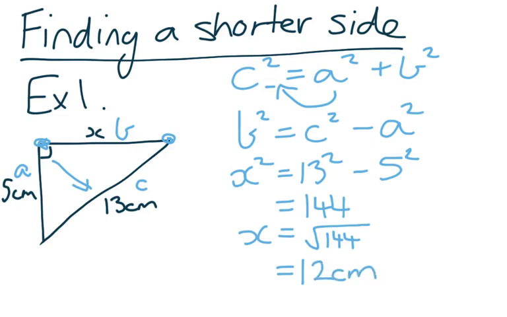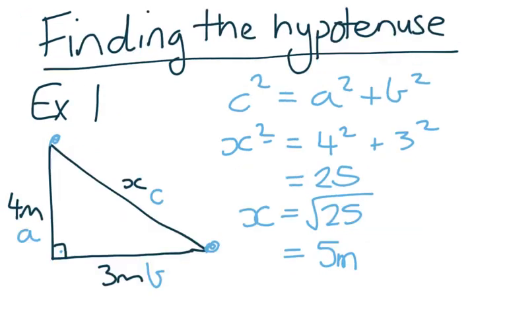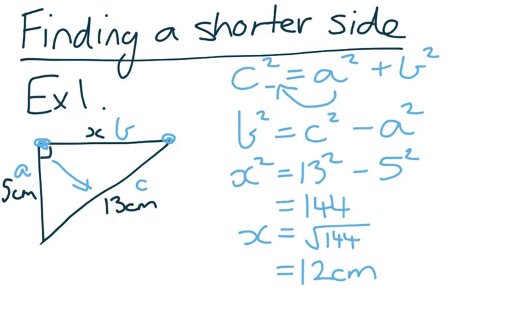Now the good thing with this sort of question, if we have a look at both of these examples, is that the hypotenuse has come out as the longest side. So if you are finding the shorter side and you haven't realised and you do addition by accident, you should realise after you get your answer that you've ended up with an answer that is bigger than the hypotenuse, which is impossible.